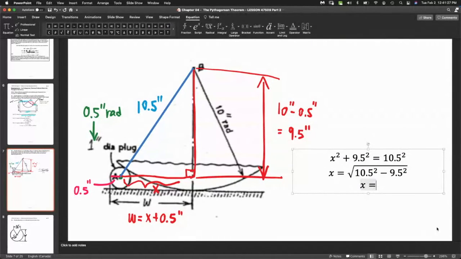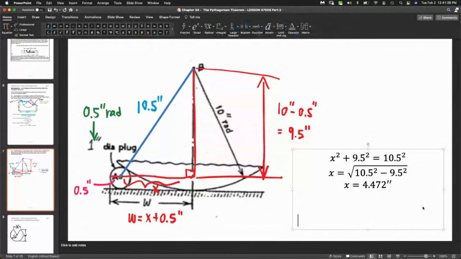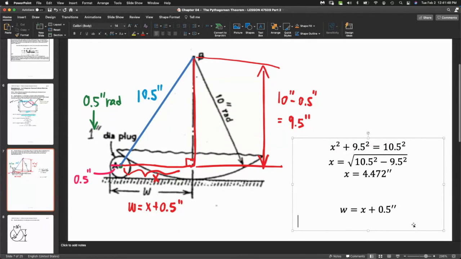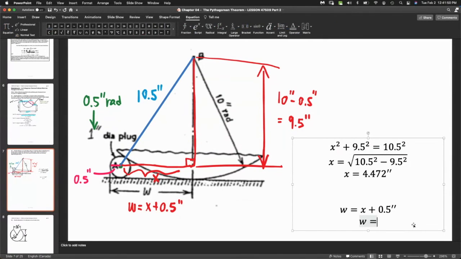Can someone confirm? 4.472, right? I'll tell you in a second. Actually, I'll do that after the question. Thank you, Denny. 4.472. And to finish the question, W equals X plus 0.5. So I'm just going to add 0.5, which is super easy. So what would W equal? What's our final answer?